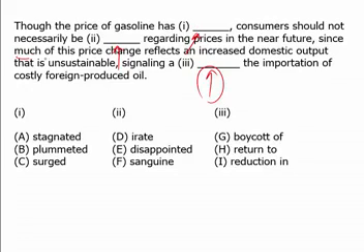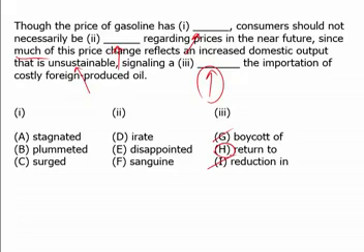Since much of this price change reflects an increased domestic output that is unsustainable. So the reason the price has changed is because there's domestic output. There's apparently more of it, but they can't keep it going on, meaning that there is going to be a blank to the importation of costly foreign oil. Well, if it's unsustainable, there will be a return, going back to the importation of foreign-produced oil. So you should have come up with a word similar to that, which would lead us, of course, to answer choice H. Boycott would be the opposite, more or less, as would reduction.